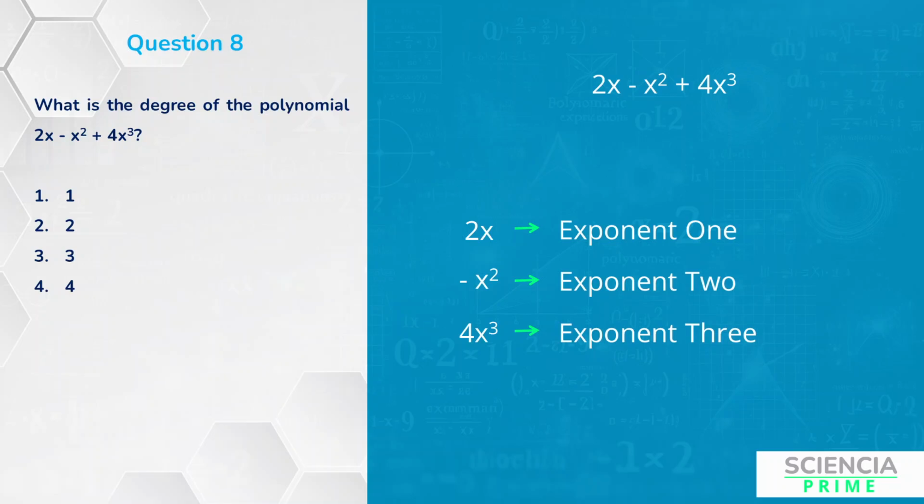The exponents are 1, 2, and 3, respectively. The highest exponent among these is 3. Therefore, the degree of the polynomial 2x minus x squared plus 4x cubed is 3, which corresponds to option 3.